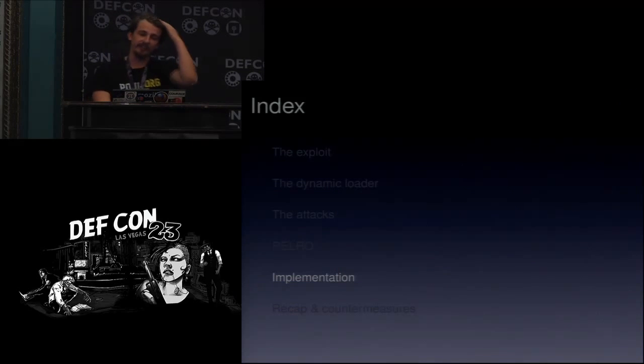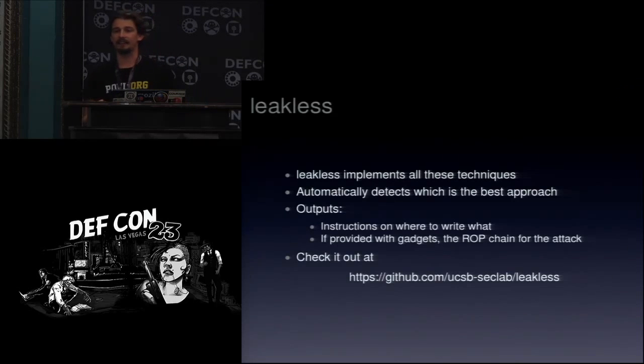Okay, this is very interesting, but how can we do that? So we implemented Leakless, which is the name of our tool, which implements all these techniques. You just give it the binary, and it tells you which is the approach that is most suitable for this particular binary based on the protections it has enabled, and if it's 64-bit with huge pages and those kinds of things. And it can produce two different kinds of outputs. It outputs a JSON file, which basically instructs you: if you are writing an exploit, write this thing there, and then just call DL runtime resolve and everything will work.